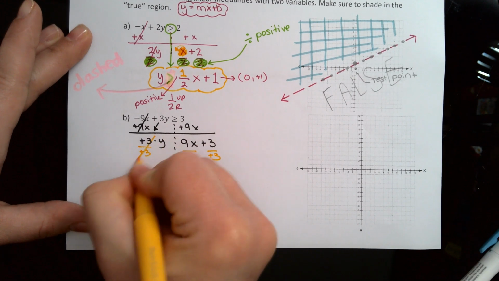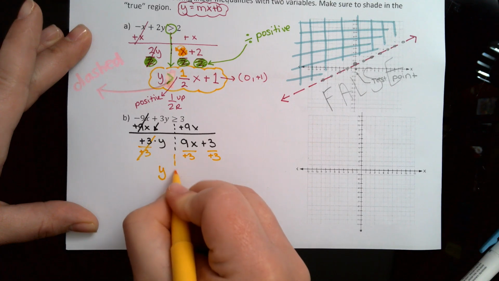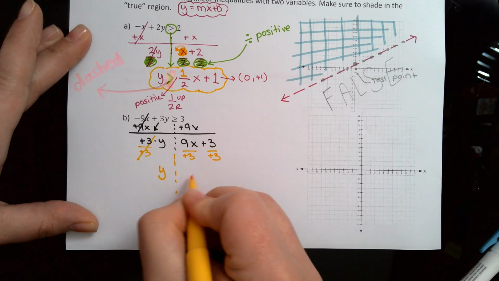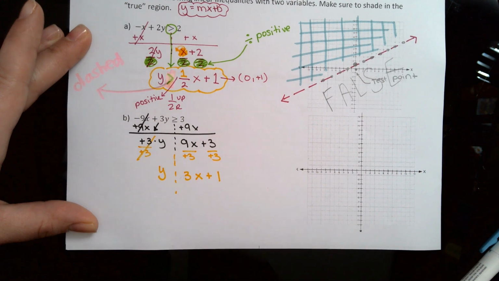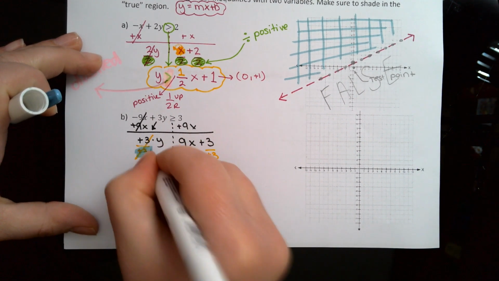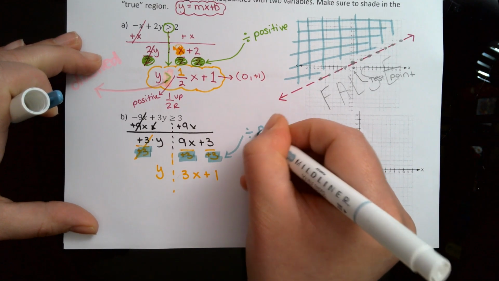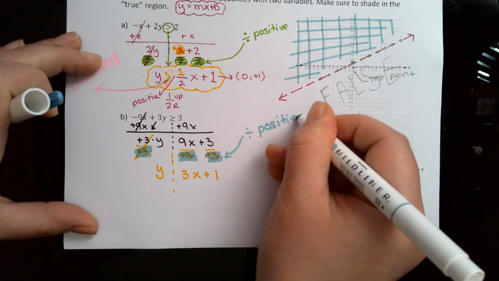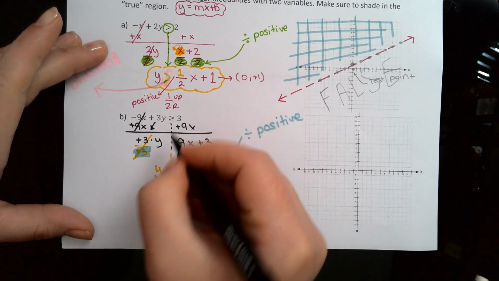Every single thing. So we have y, 9 divided by 3, dotted line. 9 divided by 3, both positive, is 3x. 3 divided by 3, both positive, is 1. Now we ask ourselves that question, did I multiply or divide by a negative number? And here we divided by a positive. Since we divided by a positive, when we bring down that inequality sign, we're going to keep it the same.